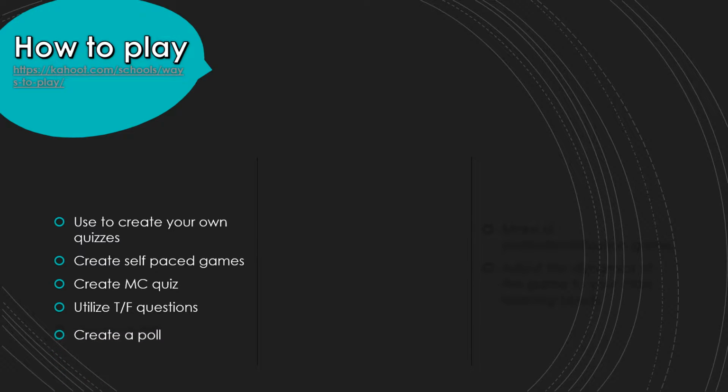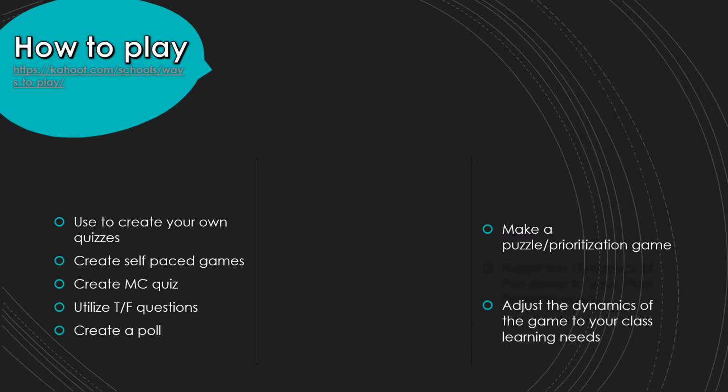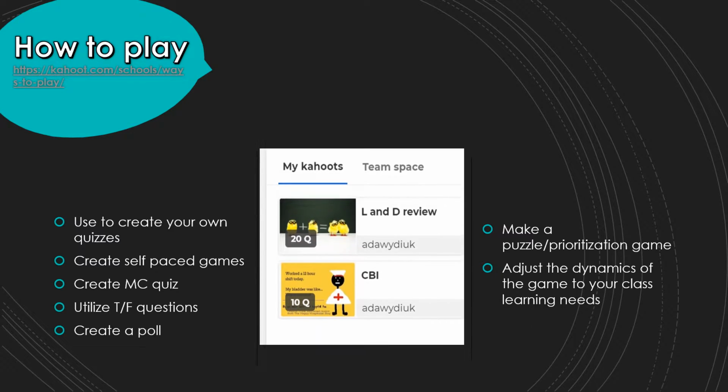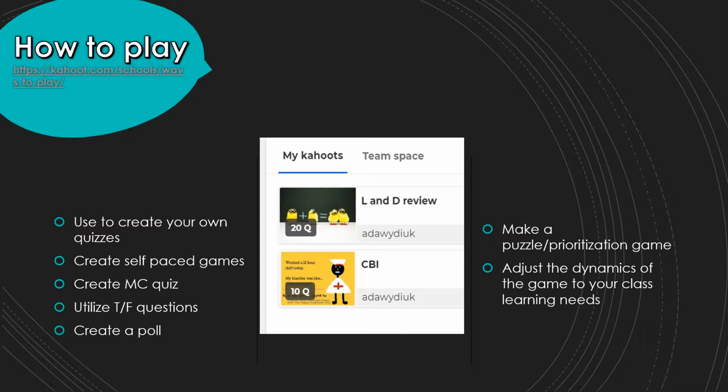You can create a poll or get an opinion from the class. You can make it a little bit more complex and create a puzzle or prioritization game. And you can really adjust the game to what the needs are in your classroom. If you want to do something a little bit more complex, then you can alter and change your game to what you need. These were a few of the Kahoots that I did implement into my classroom.